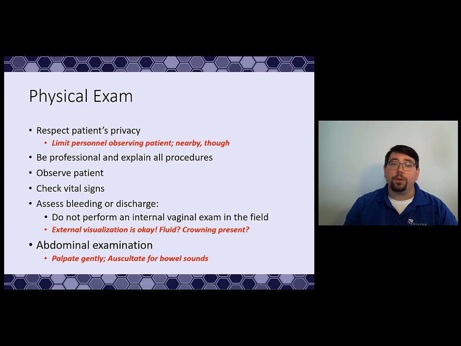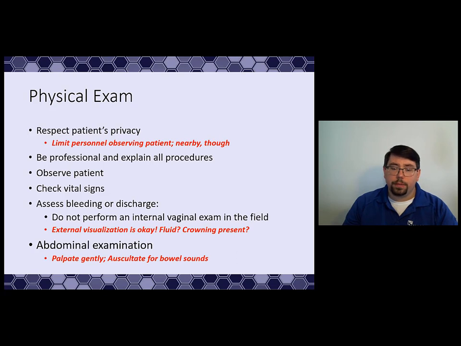Our physical exam is going to focus primarily on the reproductive organs only if it's necessary to complete that assessment. We again want to remember to respect our patient's privacy, limit the personnel that are observing the patient, and be very conscious of the patient's feelings of anxiety in dealing with this very private situation. Make sure that you're professional and explain all procedures. Observe your patient's presentation and nonverbal cues. Are they guarding? Do they have any signs of issues with level of consciousness, general appearance, color of skin, mucous membranes? Key things to pay attention to.